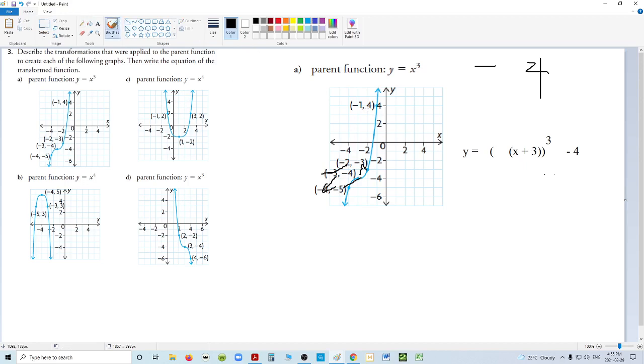For instance, if I take minus 1 and put it in this equation, will I get 4? So I'm going to take minus 1. I'm going to add 3, it's plus 2. 2 cubed is 8.